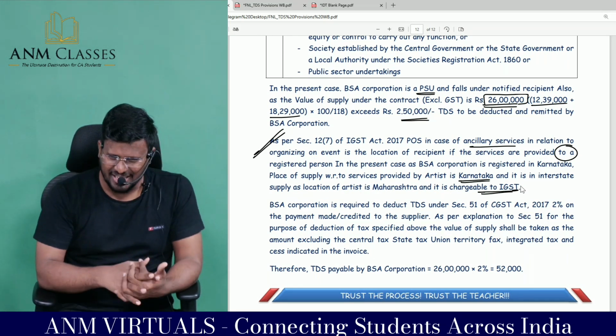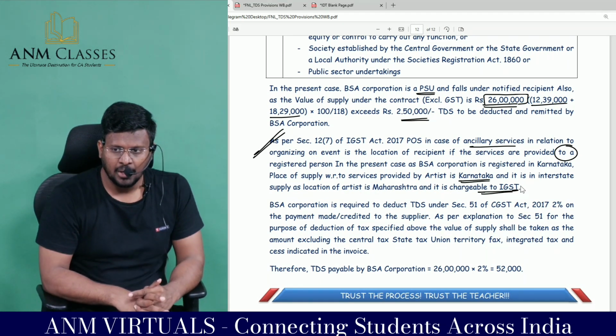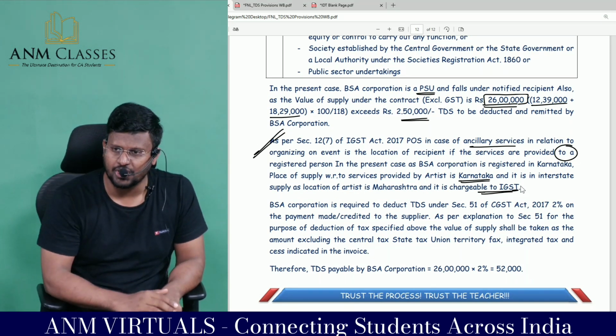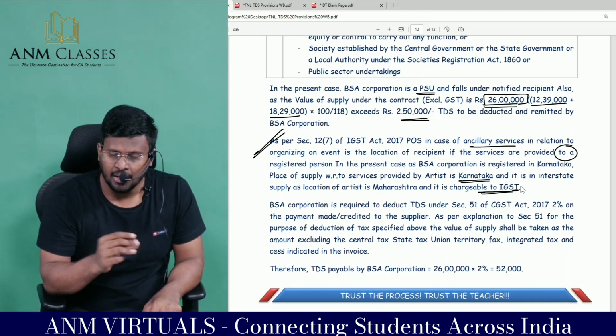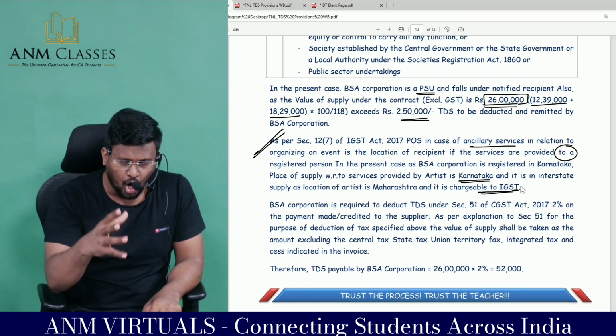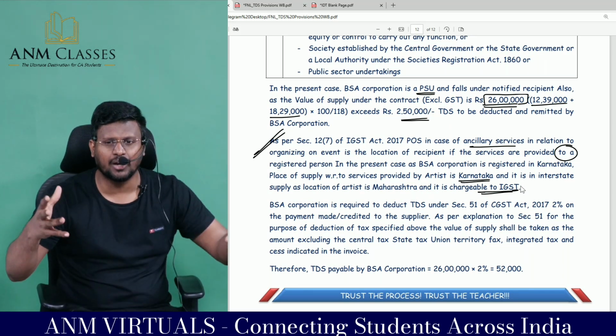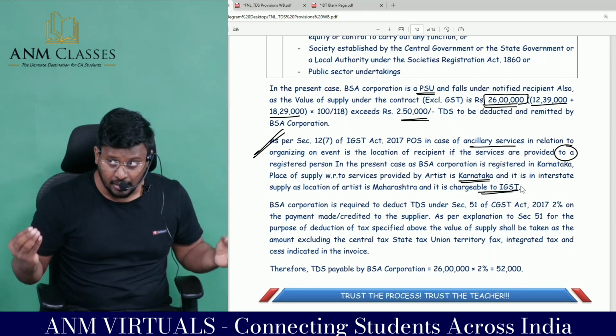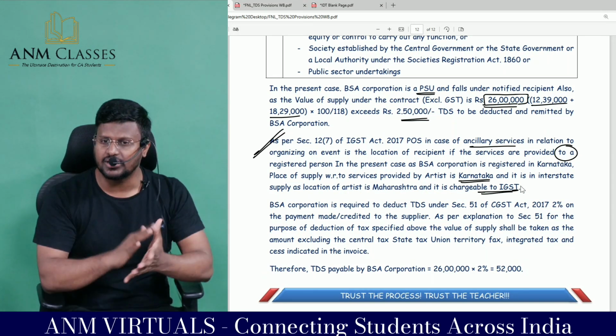You tell me, you just think from the angle of the artist. Is the artist a service provider or service recipient? Service provider. Actually, they are providing service to BSA Corporation. They are a public sector undertaking. Sir, actually, artist is not putting the table, chair or putting the lights or mic and they are not conducting the function. By that way, they are not organizing the function.